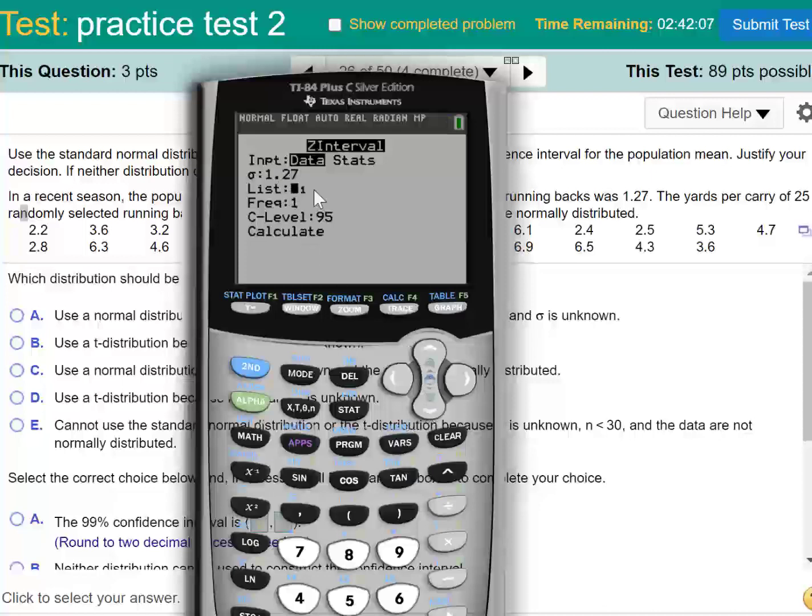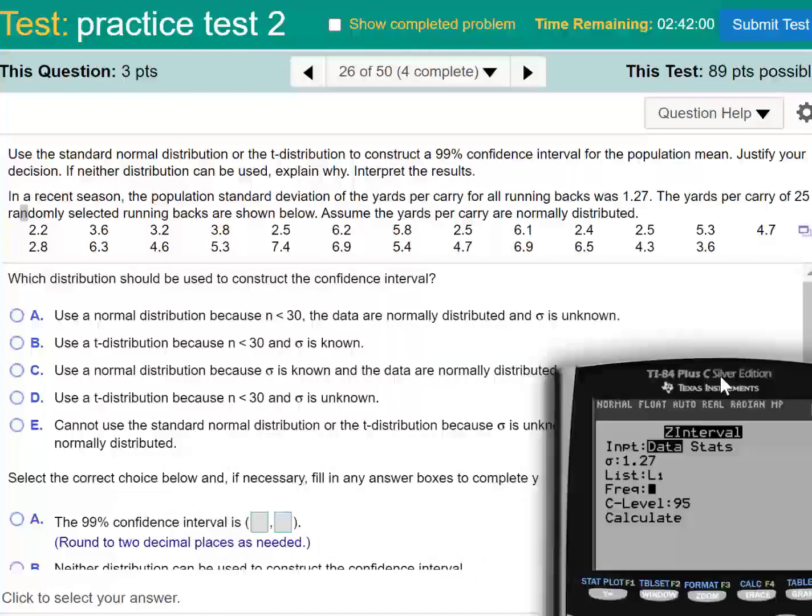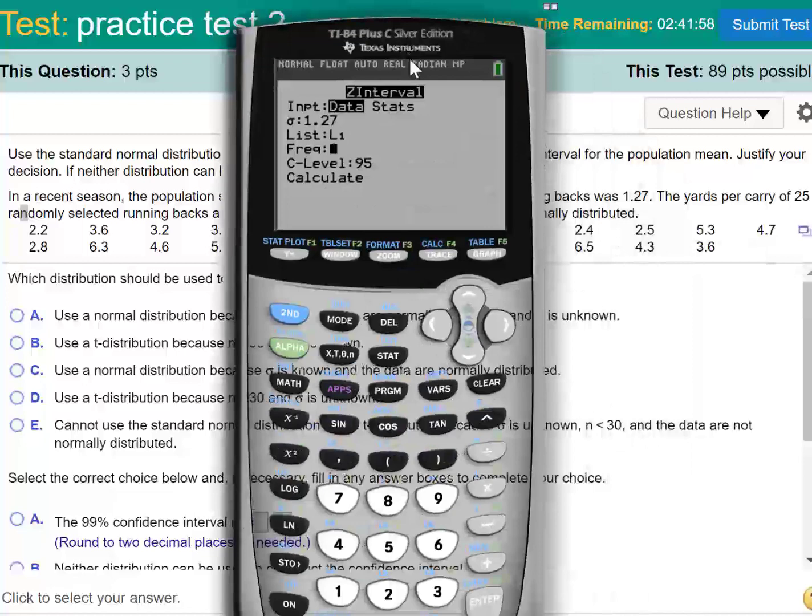If you put your data in L1, keep the frequency, never change it. Select the confidence level, which is, he says, what confidence level? 99%. So just make it 99% here, and then hit calculate, and then you get your interval.